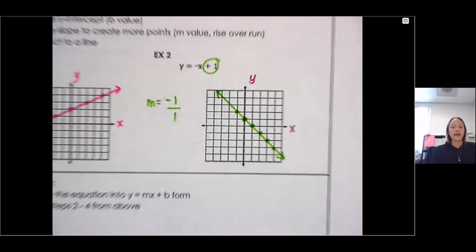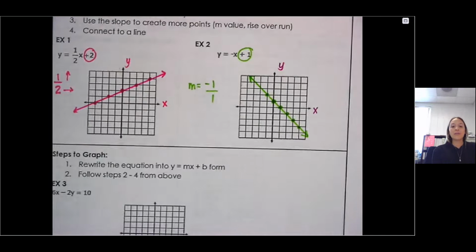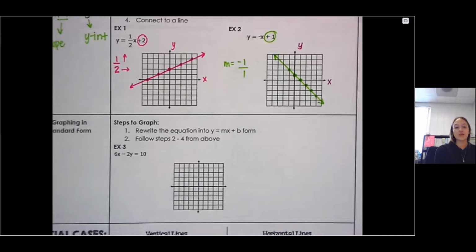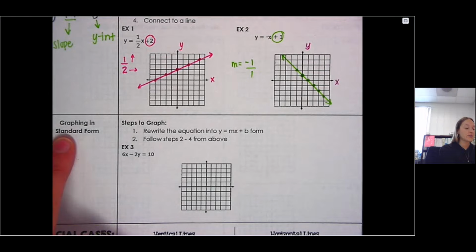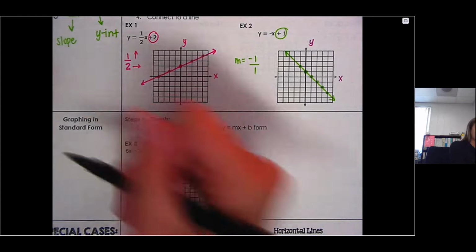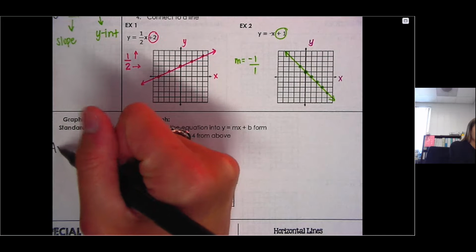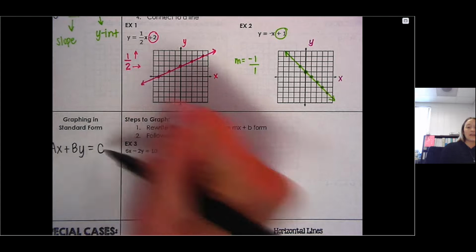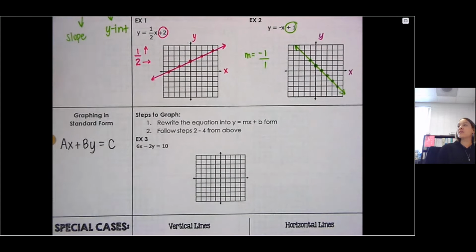Now, in example 3, I've got something a little different because I give it to you in standard form. Who remembers what standard form is? When it's not solved for y. So it looks like this: Ax plus By equals C. The A, the B, and the C are just numbers, and they can be any number.